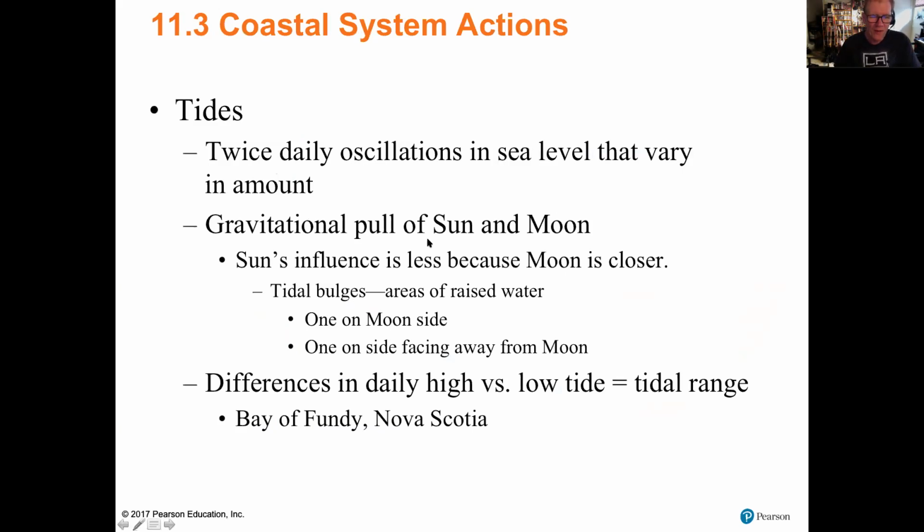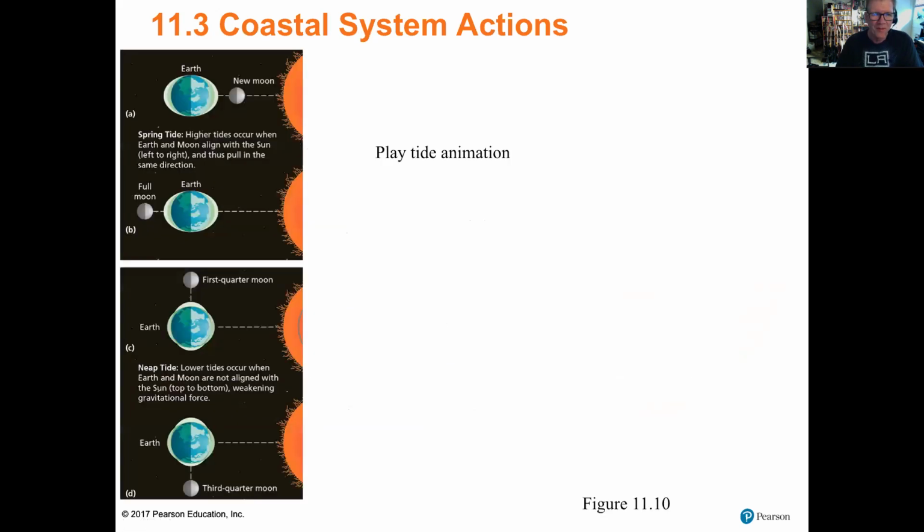And it's all due to the gravitational pull of the sun and moon. The sun's influence is less, simply because the moon is closer. So we get these tidal bulges, these areas of raised water, and that's why the circumference of the Earth is bigger around the equator than it is from pole to pole. One side is on the moon, and one side facing away from the moon. And the difference between the high and the low, that's your tidal range. And like I said, the Bay of Fundy has the biggest in the world. So watch those two videos; they're pretty cool.